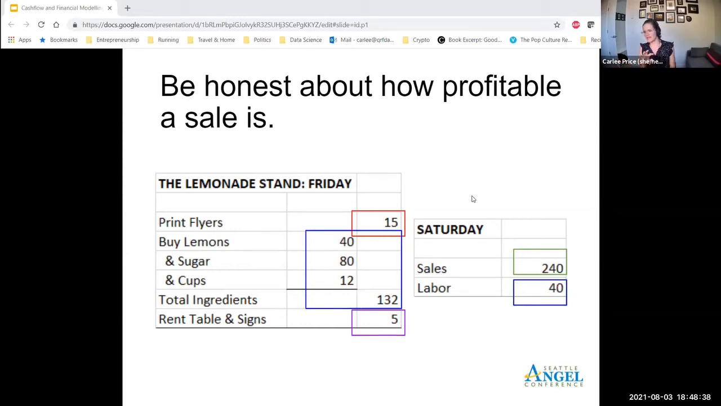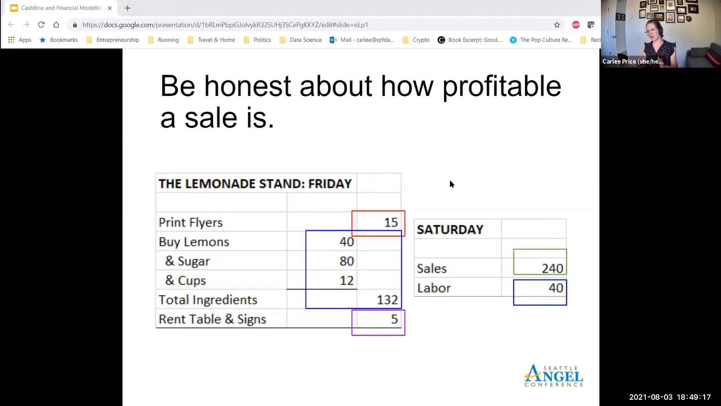The rent table and signs is in purple because you're using a bit of judgment here. Is that the cost of doing business or is that the cost of promotion? It's a bit of both. So you get to make the call there, just be consistent about it. And then in green, we've got the Saturday sales, which is the sales ratio. This is the numerator on your ratio of the customer acquisition costs. So here we've got a very simple, very small example of a startup business that has some startup costs, and then it has one period of revenues, and how this founder might approach the beginnings of a financial model.